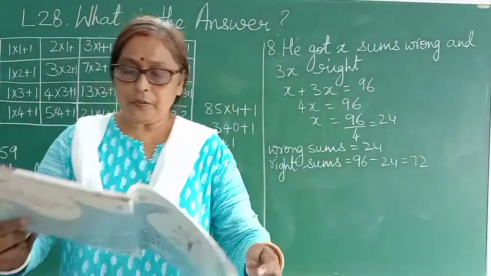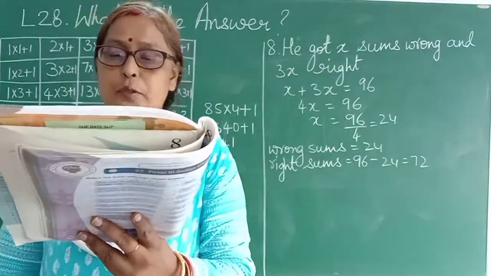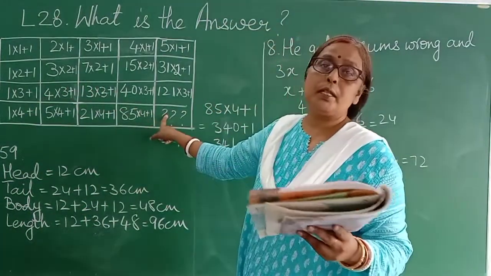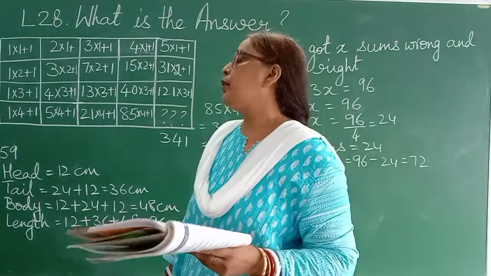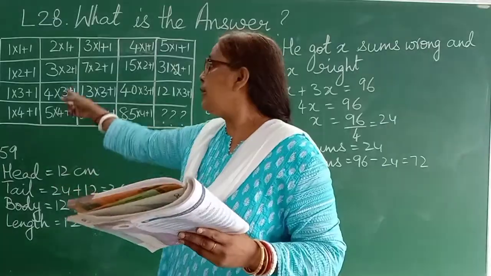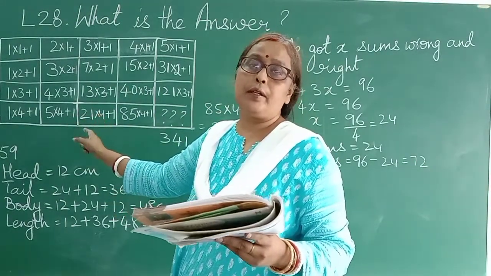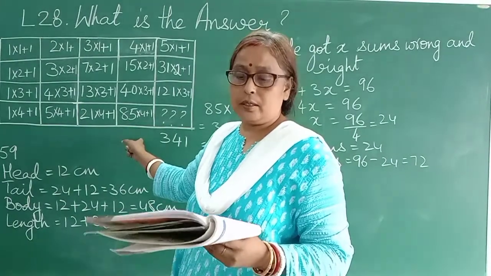Children, in the 5th question, what is the missing number in this arrangement? Now, if you see this box, this number is missing. We have to find out the rule with which they have completed the rest of the box. And then, if we find out the rule, we can apply it over here and get the correct answer.